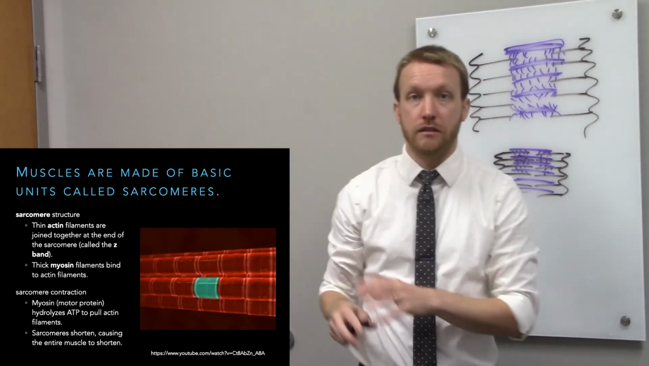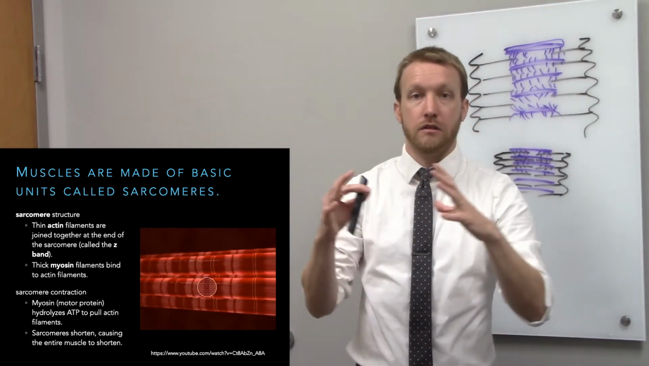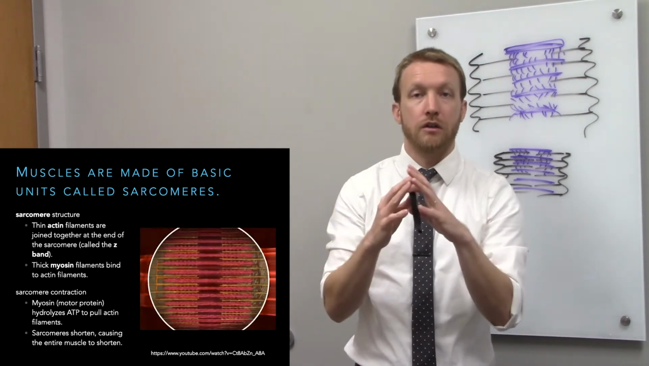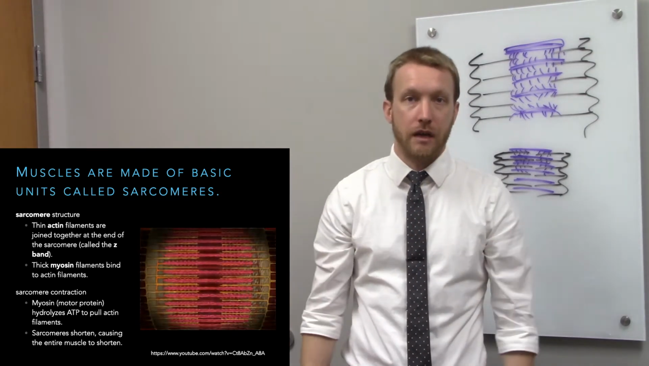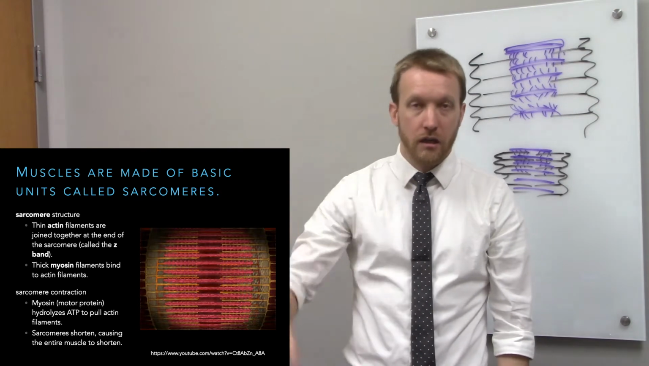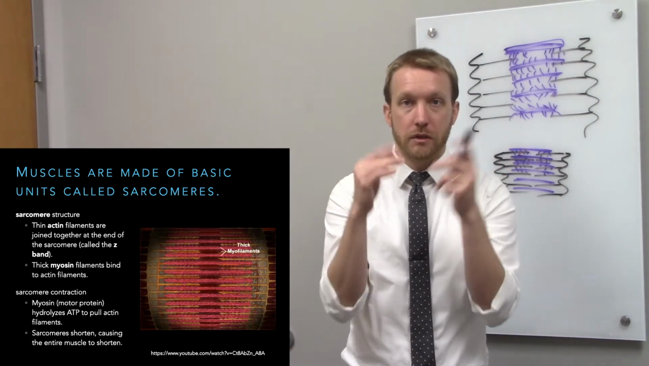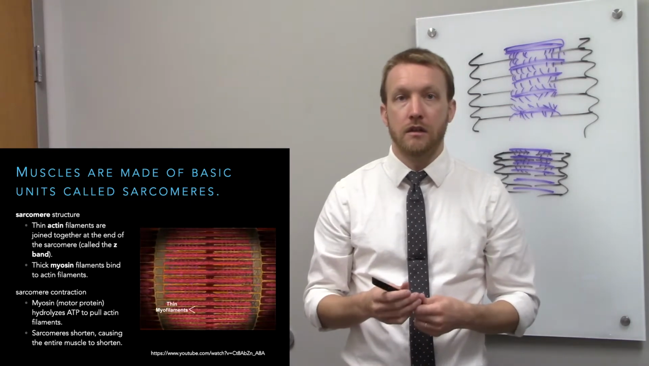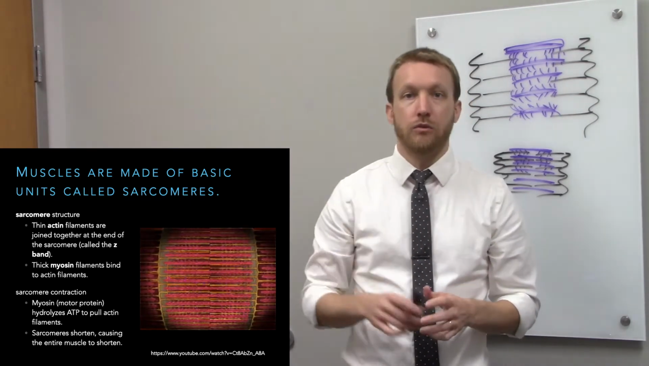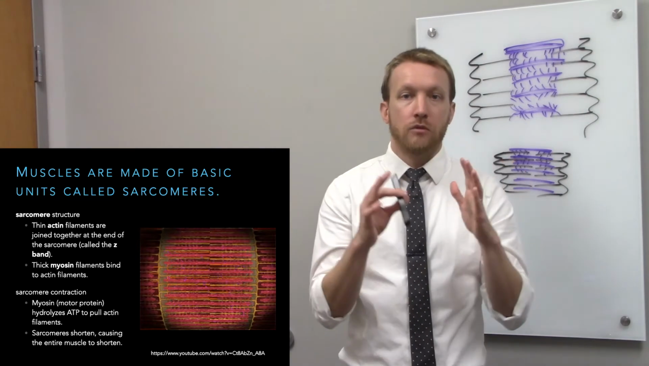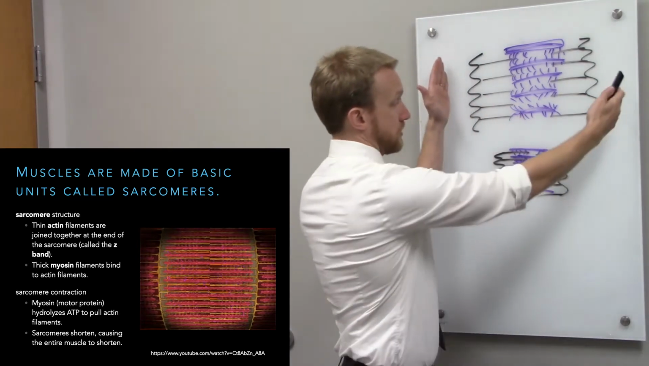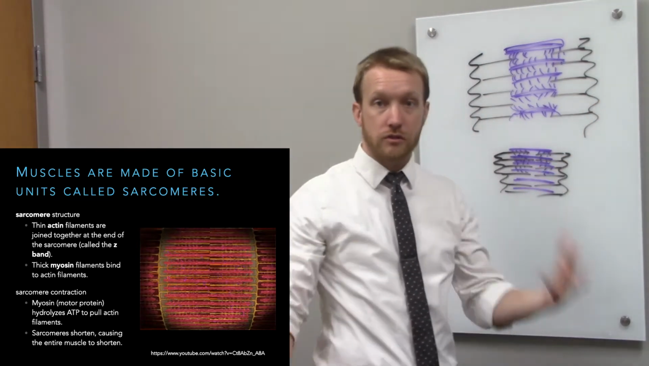So here you can see there in that cartoon, the sarcomeres are shortening in order to change the length of muscle fibers. So the thick pink myosin filament there, it's got the little myosin heads that are going to swim along the actin filaments, pulling those inward toward the center. And that will cause the shortening of our sarcomere. Shortening the sarcomere shortens the muscle.